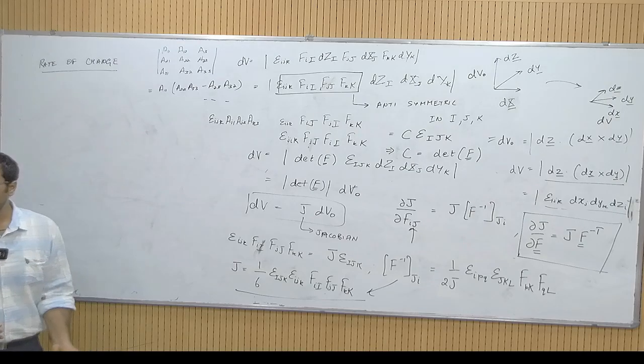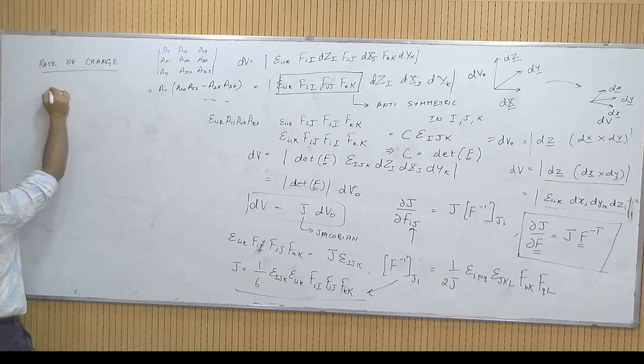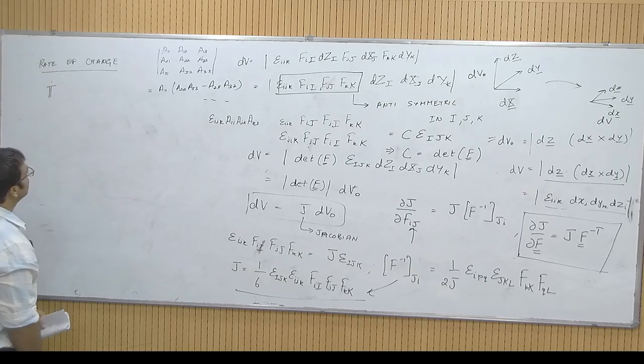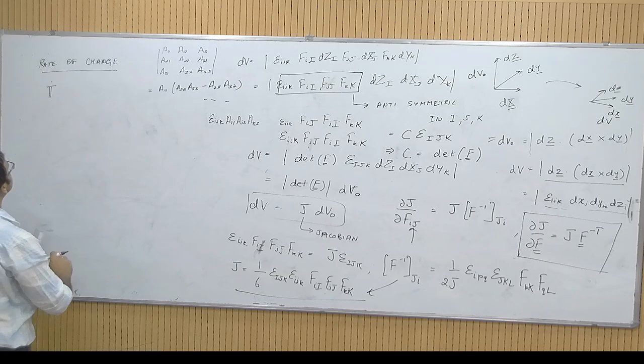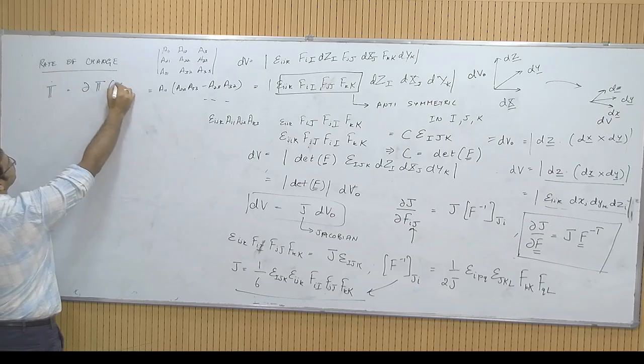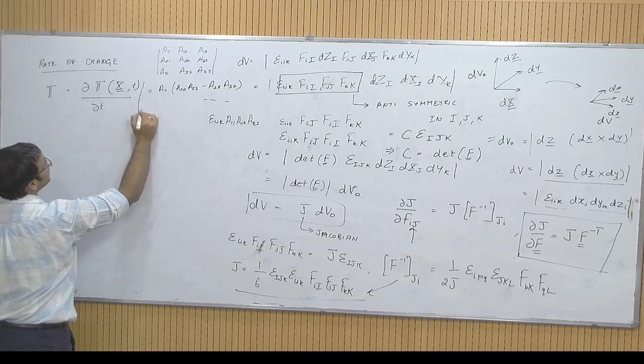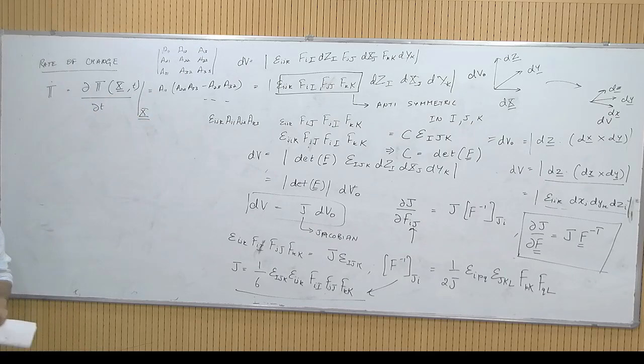Rate of change of any quantity. Now when I say rate of change of any quantity, do I mean a Lagrangian quantity or a spatial quantity? So if I'm defining, let us say, rate of change of temperature, then if you recall the definition, it is this guy, keeping the material particle constant, I am looking at the rate of change of temperature.